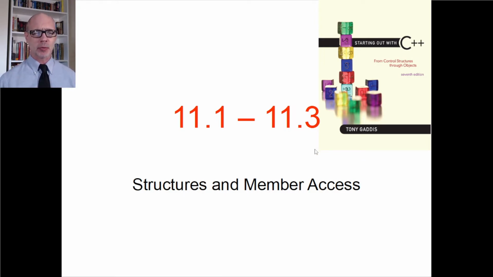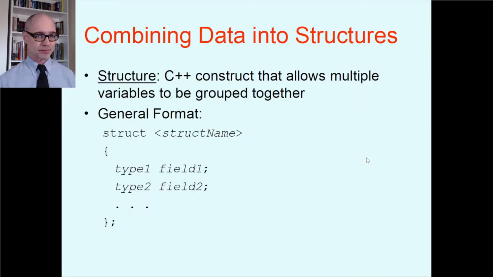Common to any programming language, it might be called something different, but in C++ we call them structures. So here we'll be combining data, any data that we want, into structures. A structure is a C++ construct that allows multiple variables to be grouped together, and that'll be super, super handy.